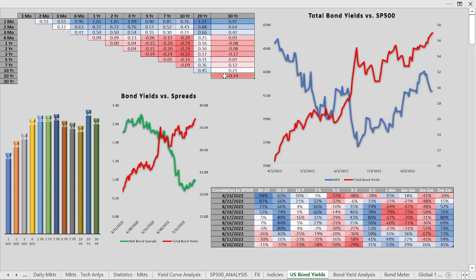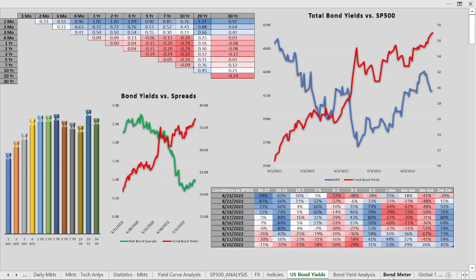So the 30 minus the 20 gives us a negative 0.24, or negative 24 basis points. Again, that's because the 30-year maturity bond pays a 3.24% yield and the 20-year pays a 3.48. The difference between the two is negative 0.24. The spread between the 20 and the 10 is 0.45. It's 3.48 on the 20-year minus 3.03 on the 10-year. And then the 10 to the 7 is a negative 0.09, and moving on down the road.